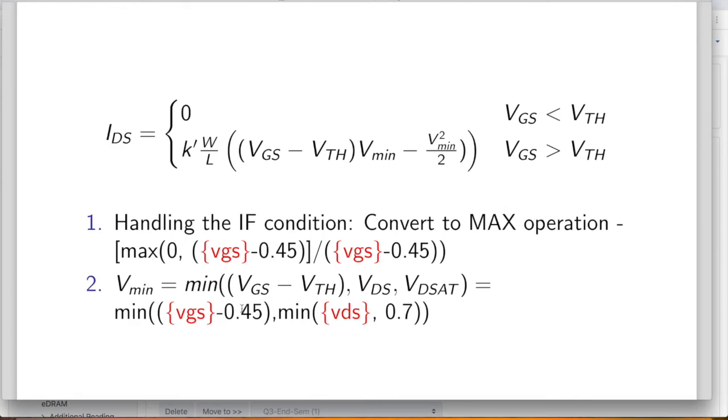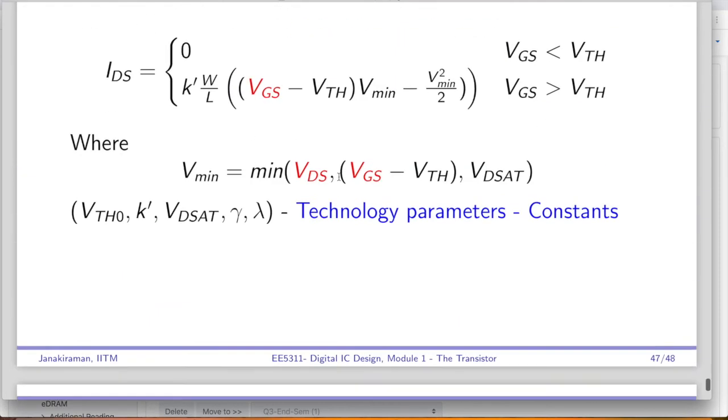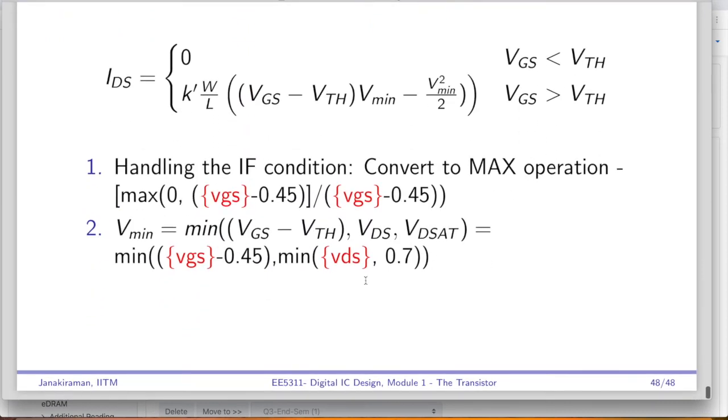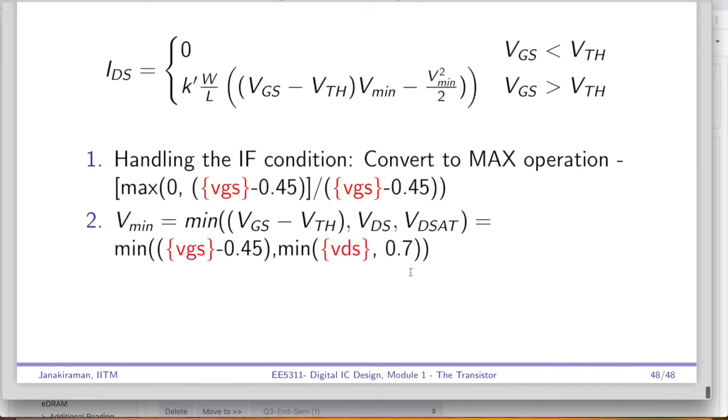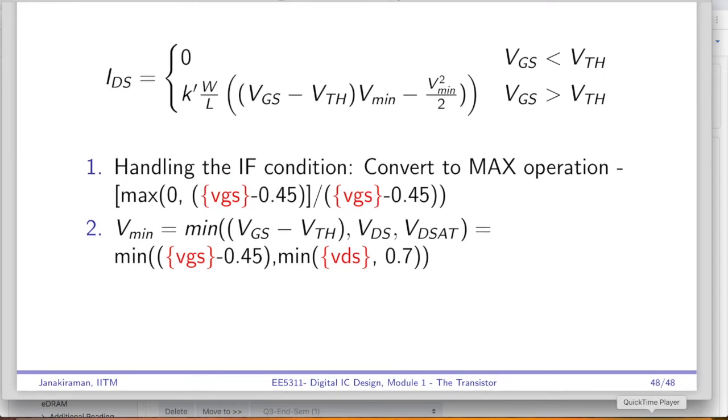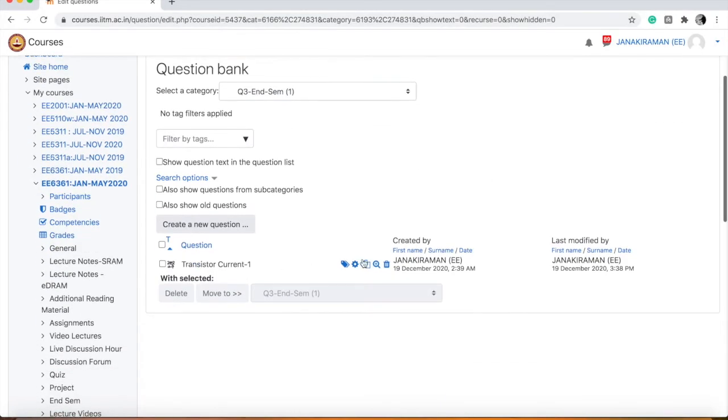The second thing is to handle the min of three cases, you remember, min of VGS, VDS and all this. These three cases here. Now to handle that, I am going to use the nested min condition. So I'm going to write Vmin as min of VGS minus 0.45 comma min of VDS comma 0.7. VDSAT I'm assuming is 0.7 in this question. So with that, I'll show you how this question was coded.